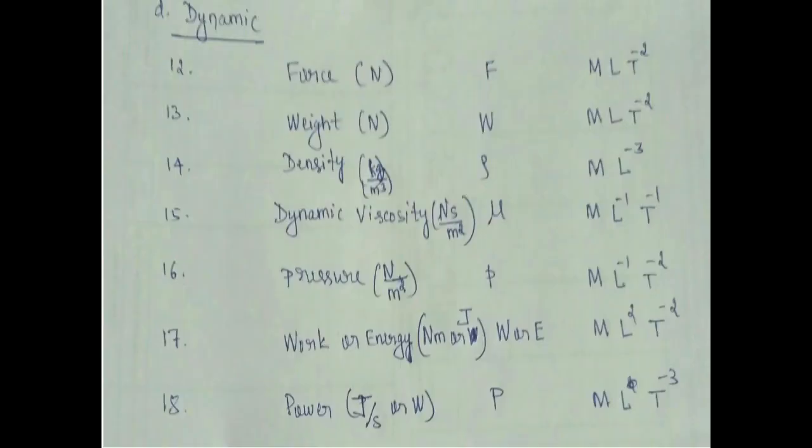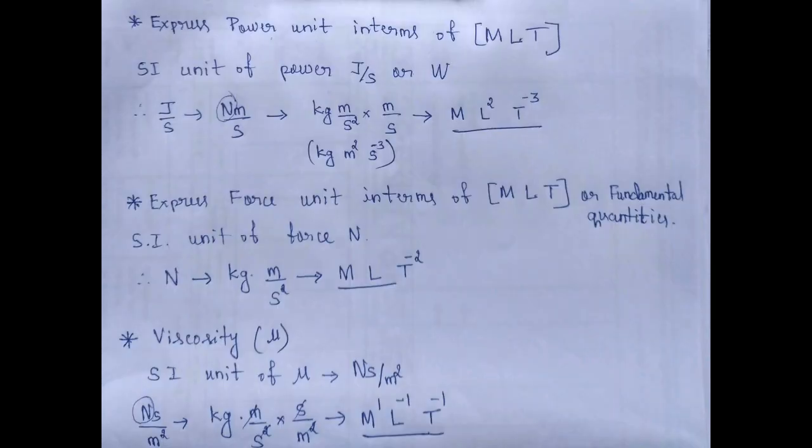You can see that in the previous lecture we discussed dimensional analysis, and there is a small correction in dynamic quantities. In the table, number 18, power, the unit of power is joules per second or watt. In terms of MLT it should be M L squared T raised to minus 3. So there is a correction. In this slide we have written power's SI unit, joules per second, directly in terms of MLT. But in this class we'll try to understand how we get it in terms of MLT.